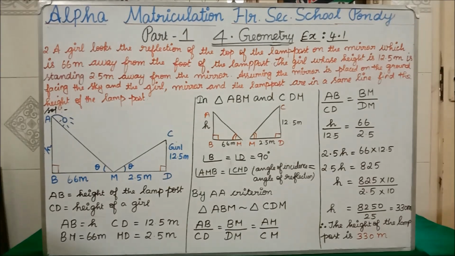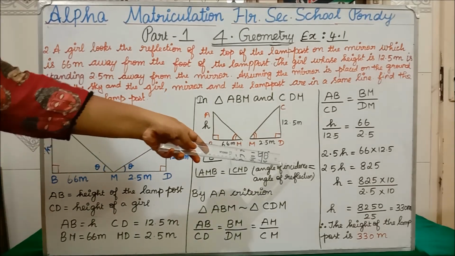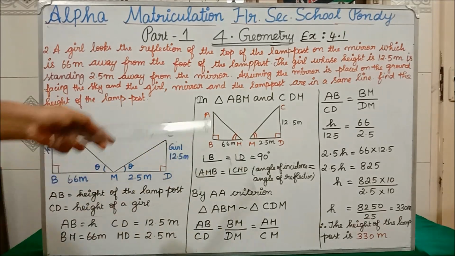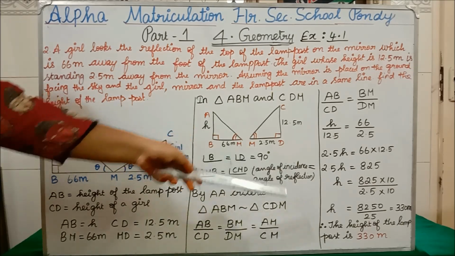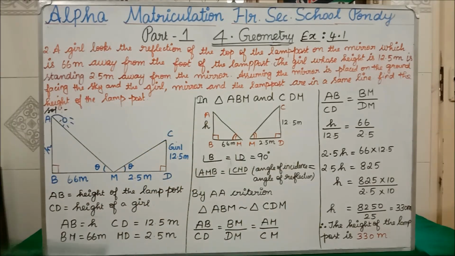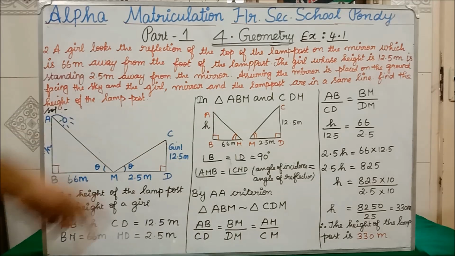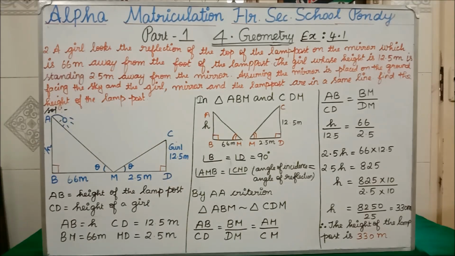Okay, we will see first. We have angle B and angle D equal to 90 degrees. In both triangles we have M, where the angle of incidence is equal to the angle of reflection. Since we have M in both triangles, it is a common angle. Otherwise, angle of incidence is equal to angle of reflection.